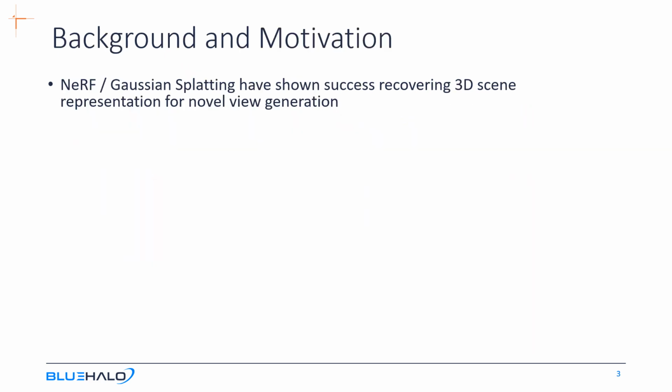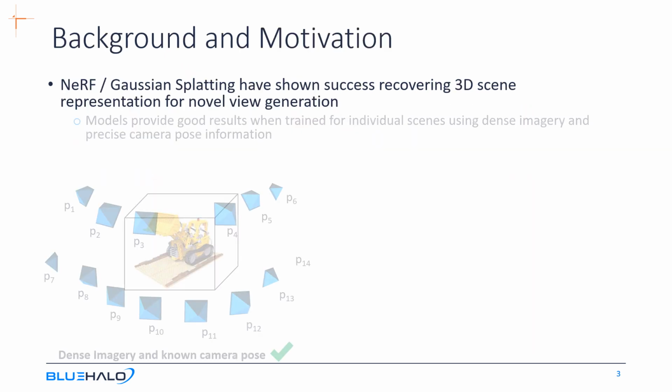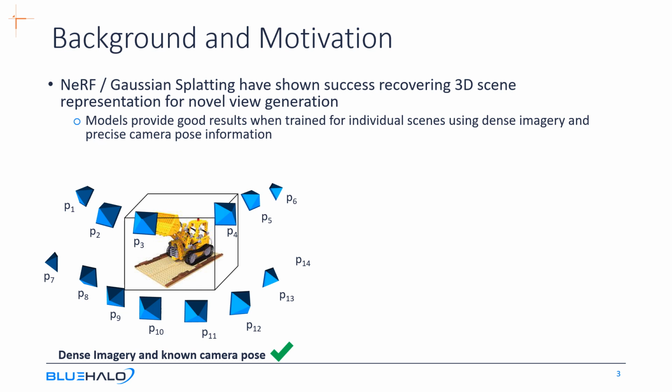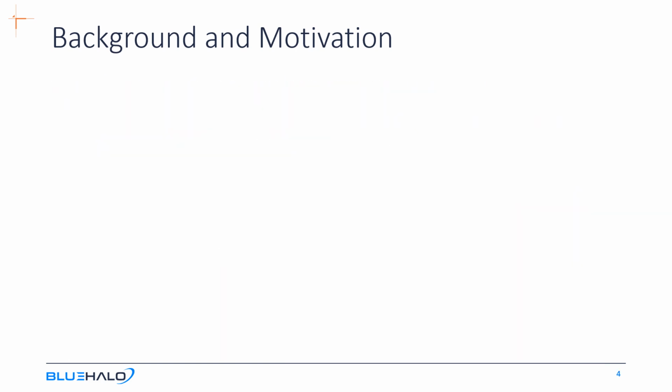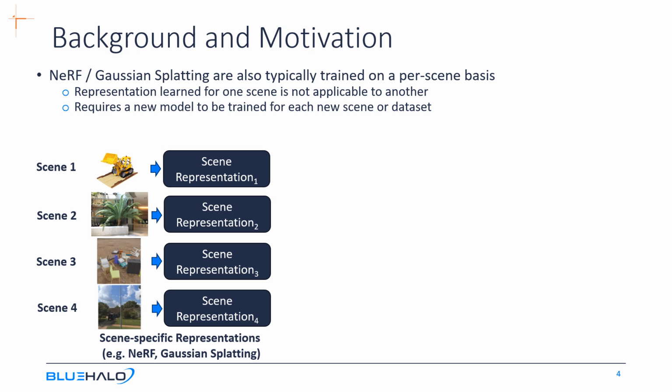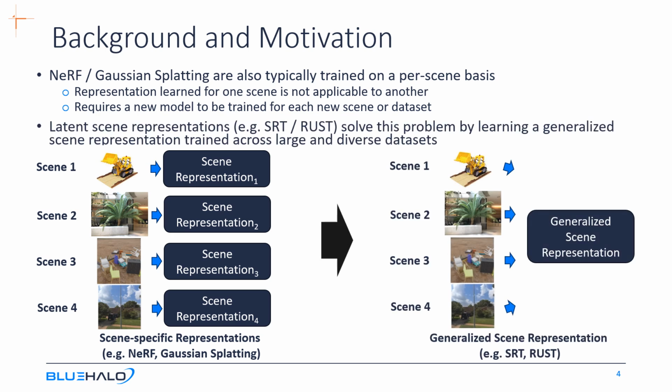Recent advances in 3D scene representation have shown impressive capability in rendering complex environments. When provided dense imagery and precise camera pose, techniques like NeRF and Gaussian Splatting provide high-quality output. However, performance degrades when images are sparse or camera pose is noisy, which is a common case for most real-world data. Additionally, methods like NeRF and Gaussian Splatting are scene-specific, and knowledge learned from one dataset cannot be easily applied to another. Latent scene representation methods like RUST or SRT look to address this limitation by training a generalized model across diverse datasets.